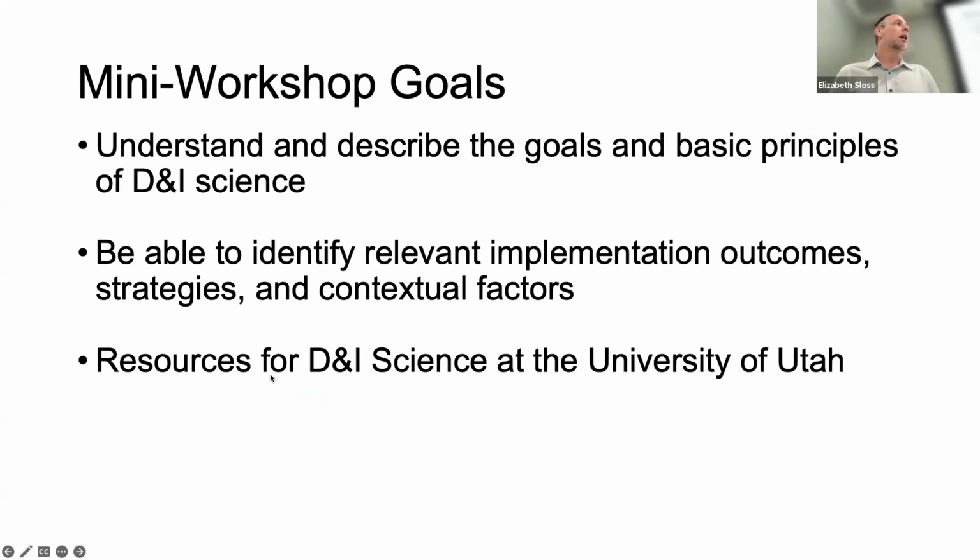So the goals today: I'm really hoping that people come away with a basic understanding and being able to understand the goals of dissemination and implementation science. You'll see me talking a lot about the contrast between the perspective of a D&I scientist and a more clinical researcher. And so some of the content today is intended to really help with that mental paradigm shift in what we are really interested in studying and why. I hope at the end you'll also be able to identify relevant implementation outcomes, implementation strategies, and contextual factors that would be relevant for your own work. And then have a little familiarity with some resources for D&I science at the University of Utah moving forward.